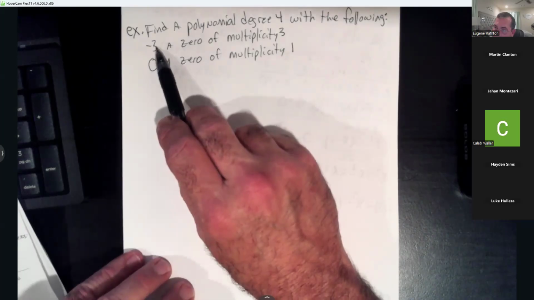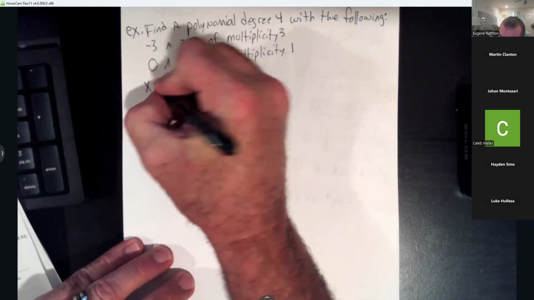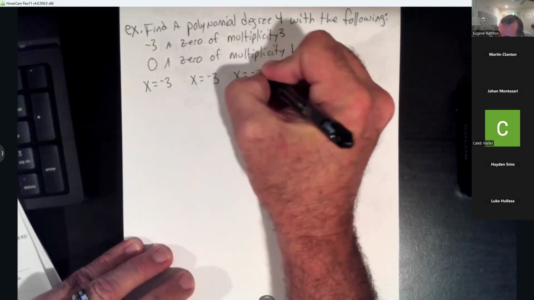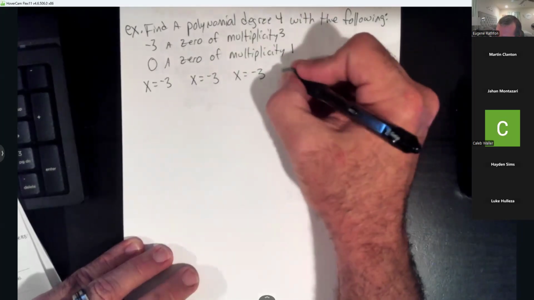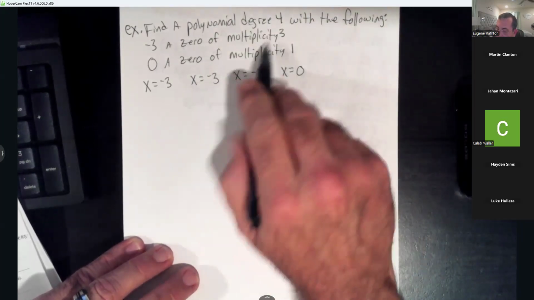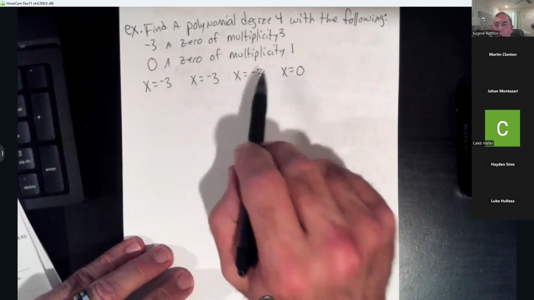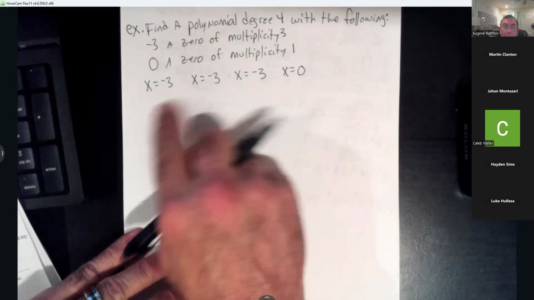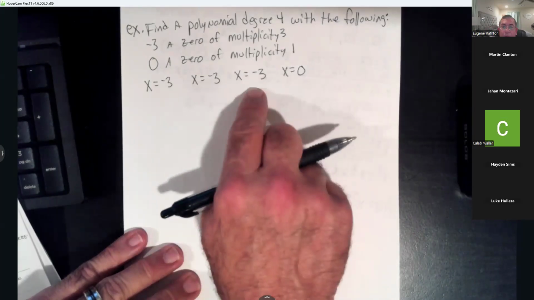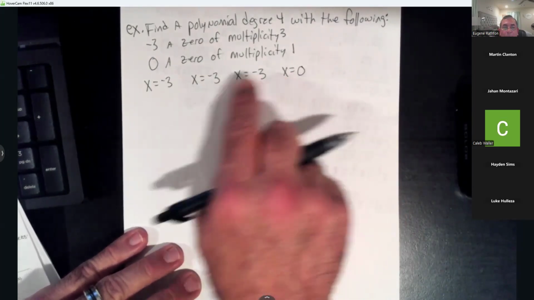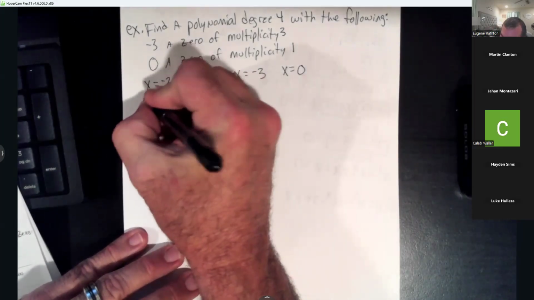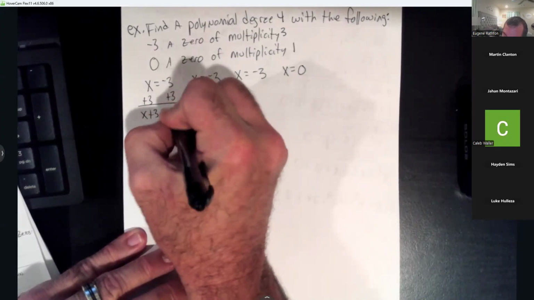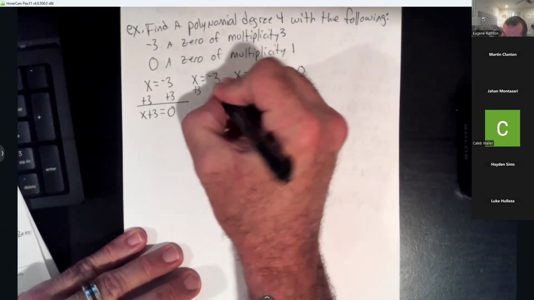So I've got x equals negative 3, three times. And then x equals 0, one time. So it's a degree 4. You've got to have 4 zeros, okay? All right, now it becomes the problem we've been doing. Add 3 on these first 3. But y'all, that one's already solved for 0. So we just have to fix these 3. And since they're the same, each one of these will add 3, so that we get x plus 3 equals 0.